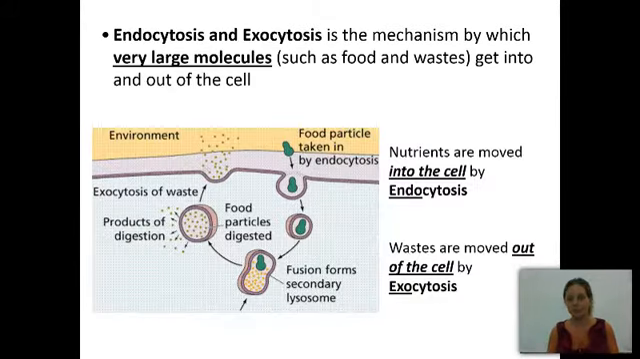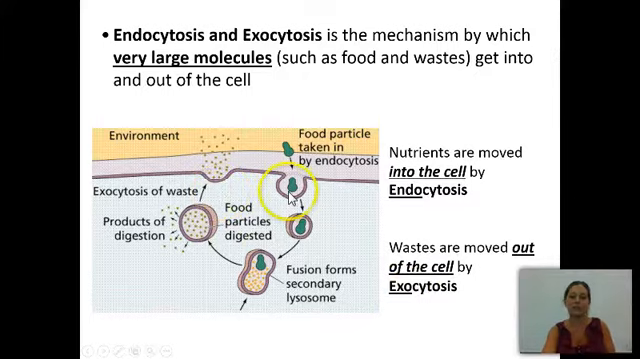Okay, so the two types of active transport are endocytosis and exocytosis, and you could probably figure out what those two things mean. Endocytosis and exocytosis is how we get very large molecules, such as food and waste, into and out of the cell from a low concentration to a high concentration. So when molecules are being moved into the cell, that is called endocytosis. Endo meaning into, cyto meaning cell, so we're taking molecules into the cell. This would be how we get food into the cell, endocytosis. Exocytosis is how we get things out of the cell, exiting the cell. Exo meaning leaving, cyto meaning cell.